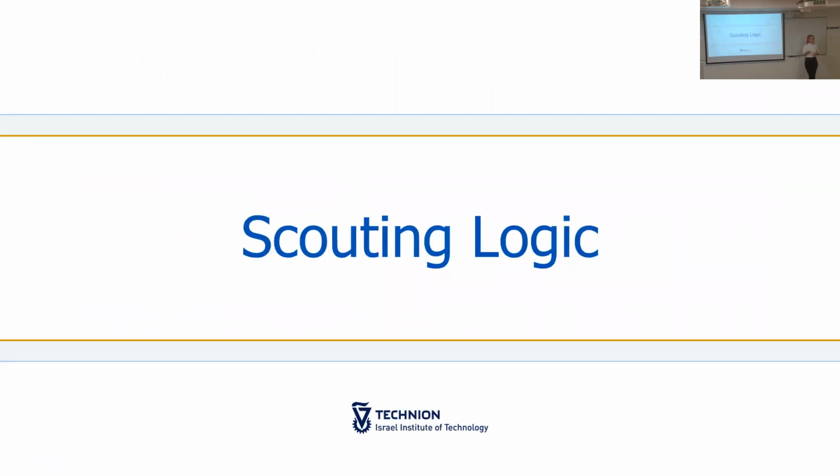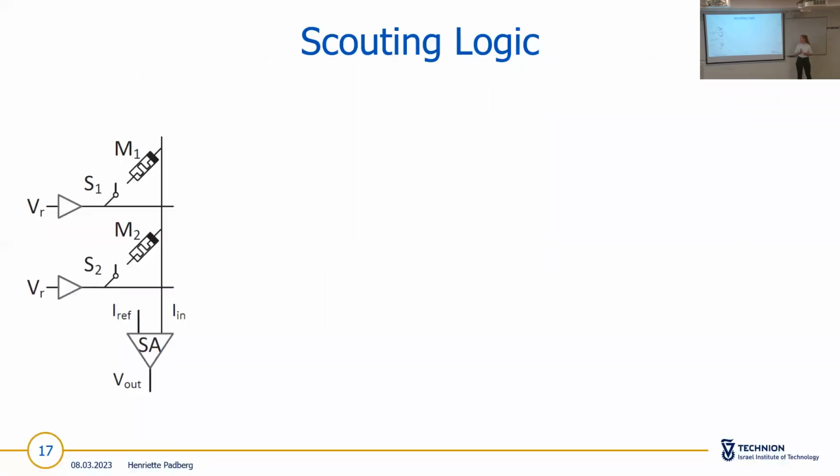So now I go over to the second logic technique. It's called scouting logic. How does that work? We need this shown circuit. We have 2 memristors, those are the inputs, and we apply a read voltage simultaneously at both of them, and then measure the resulting current and compare it to a reference current.